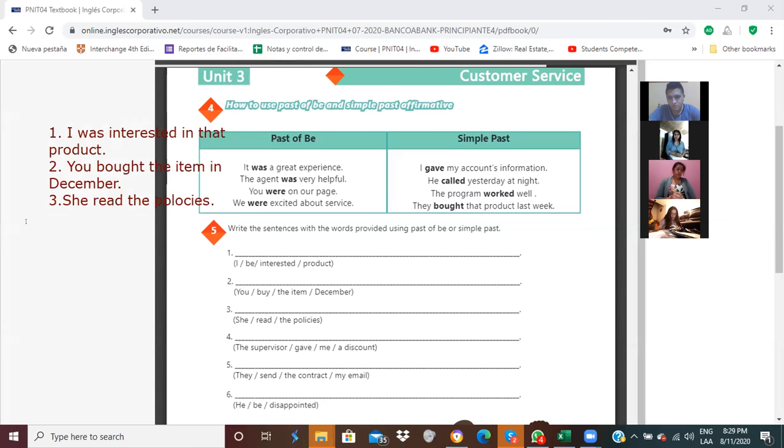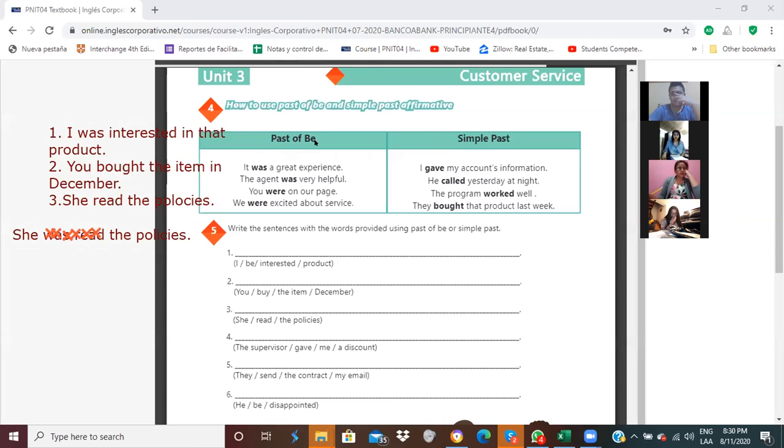Por ejemplo, aquí, yo no te puedo decir, she was read. Ahí estoy diciendo, ella era leer. She was read the policies, right? That's impossible, guys. You cannot say that. No puedes usar el was con el read o cualquier otro verbo en el past. Okay? All right. O es uno o es el otro.